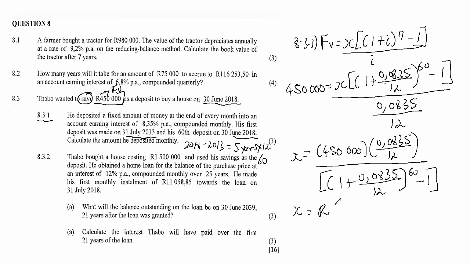Then 6,068.89. So these are the monthly deposits that Thabo was making into the savings account. Okay, so that's how you were supposed to answer your 8.3.1. So that was only 3 marks: formula, substitution, correct answer.